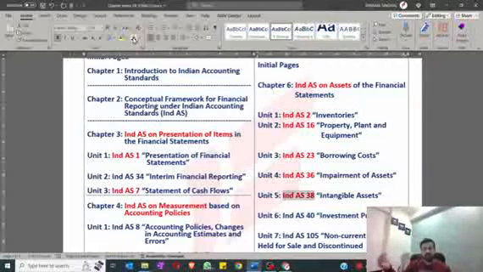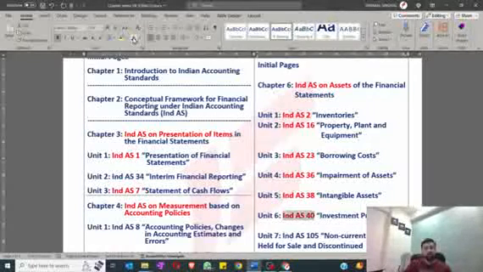As there was Ind-AS 16 on property, plant and equipment, those were tangible assets in the business or on the face of the balance sheet. And Ind-AS 38 is on intangible assets, which are not physical, which cannot be touched and seen. Say a franchise, a copyright, a trademark, a license. These are examples of intangible assets. Next, we will study Ind-AS 40, which is on investment property.